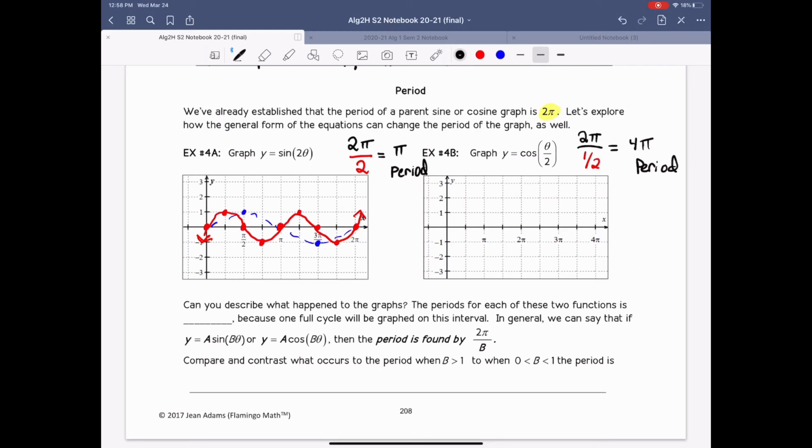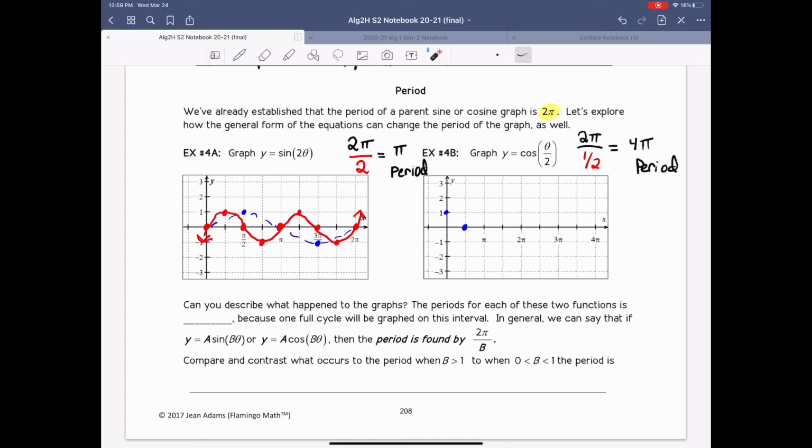So this time we are actually stretching the period. So a typical period is 2 pi radians. Now we go through one cycle in 4 pi radians. So let's go ahead and graph the parent function of cosine of theta. So cosine of theta has key points at 0, 1. We also have a key point at pi over 2, 0.